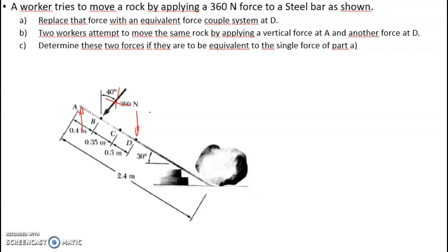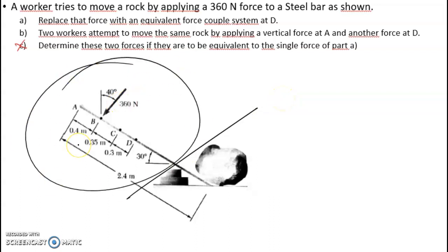For C, determine these two forces if they are to be equivalent to the system of part A. Actually, this is going to be from the same problem, just a mistake in this part, only two parts. Now, if we review the parts, we actually don't need to know the weight of the stone. We don't need to see the moment it is creating or the equilibrium it is creating. So we can cut out this part of the diagram and only focus on this section, since we're going to get an equivalent system to this force.